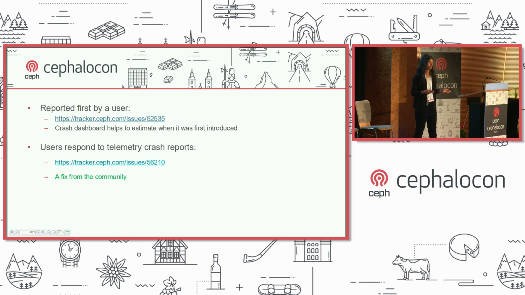There's a nice example here of a tracker that was filed first by a user, and then the crash dashboard actually helped us to estimate when it first started, because the user reported a snapshot of whenever they saw it. But we actually saw that in telemetry, and we could get a broader understanding of when it first started. And then users also respond to the tracker that we open. They sometimes contribute fixes, which is awesome.